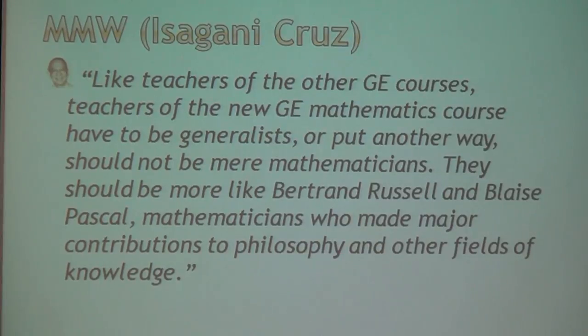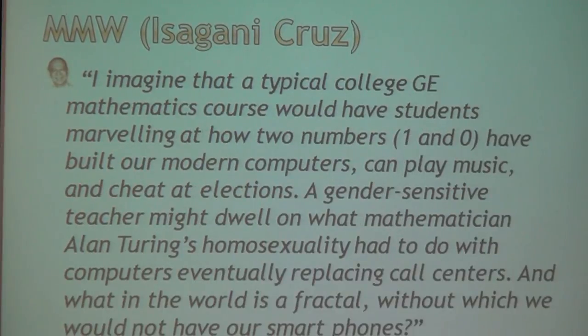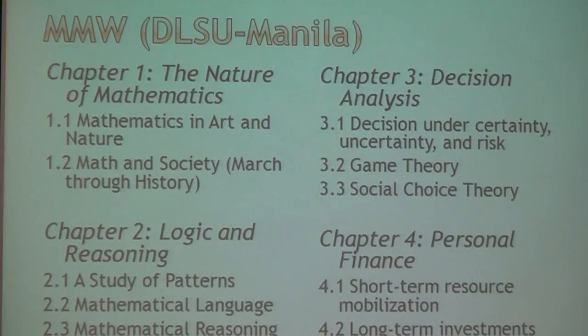This one. Talking about Bertrand Russell, Blaise Pascal. So you have to touch on the philosophy. Okay, a bit on the philosophy. And this one, about ones and zeros, about cheating at elections, about Alan Turing, okay, the father of computer science, about fractals. So in that article, you somehow get a more detailed idea of what the subject should really be. And these things brought this list of topics.